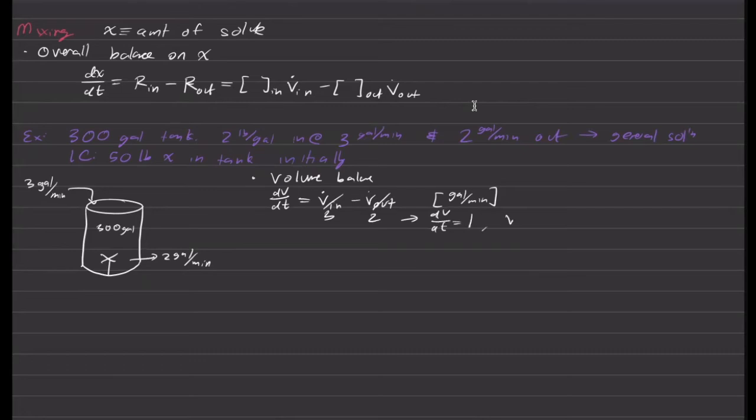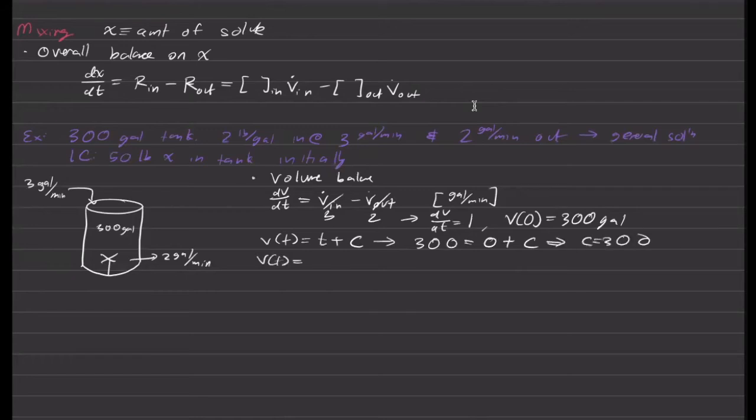And I know my initial condition, my volume at time 0 is just 300 gallons. And so integrating this, you just get that V of t is equal to t plus c. Can't forget the constant of integration. We're going to plug in this initial condition right here. And so 300 is equal to time equals 0 plus c, which means that c is equal to 300, which means that our overall volume balance is going to be t plus 300, and this will be in units of gallons.